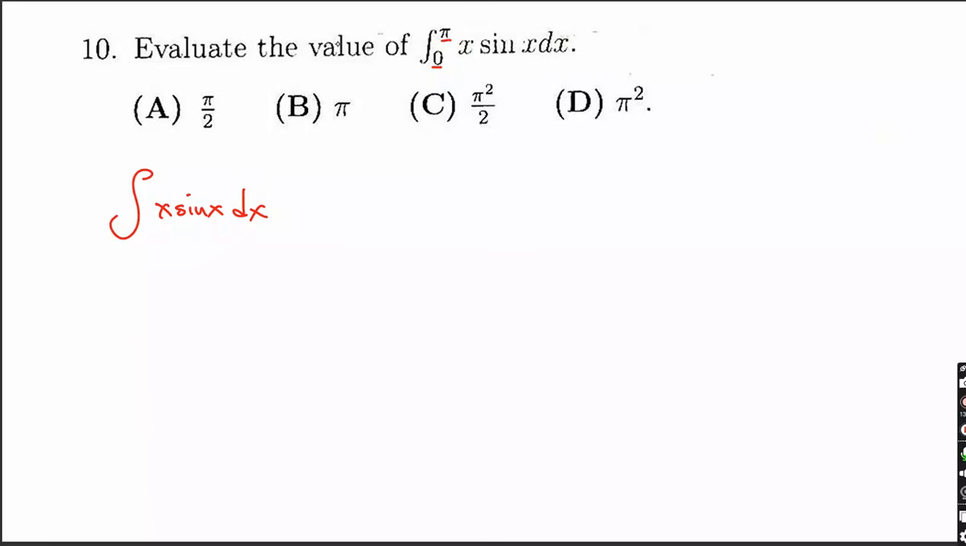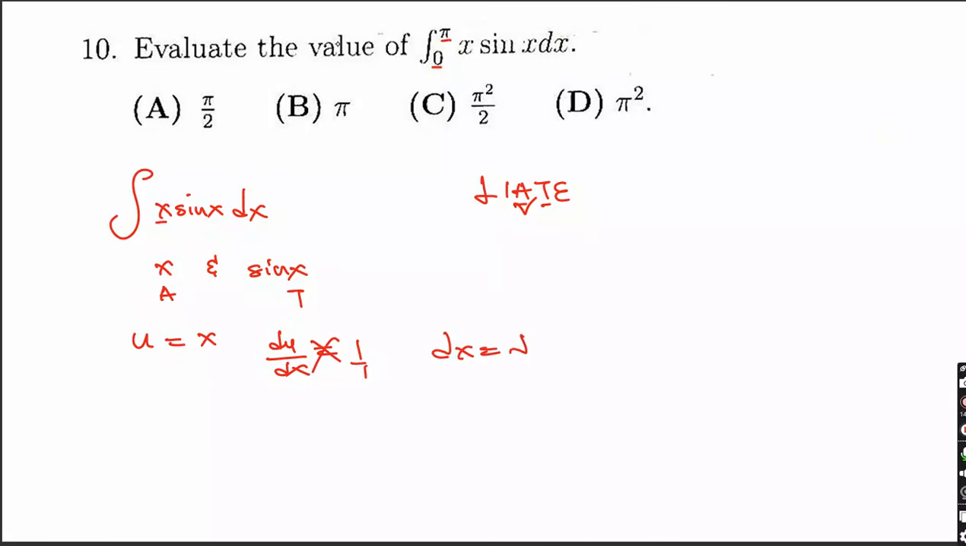So the functions that we have here are x and sine x. Which one can we use as u? Just write LIATE, and you can see that we have algebra here and we have trig. Algebra is coming before trig, so we go for algebra. So we are going to let u be equal to x. That means du/dx, the derivative of this u, is just going to be equal to 1. Then we can make dx the subject of the formula. If you cross multiply, you're just going to get dx equal to du.